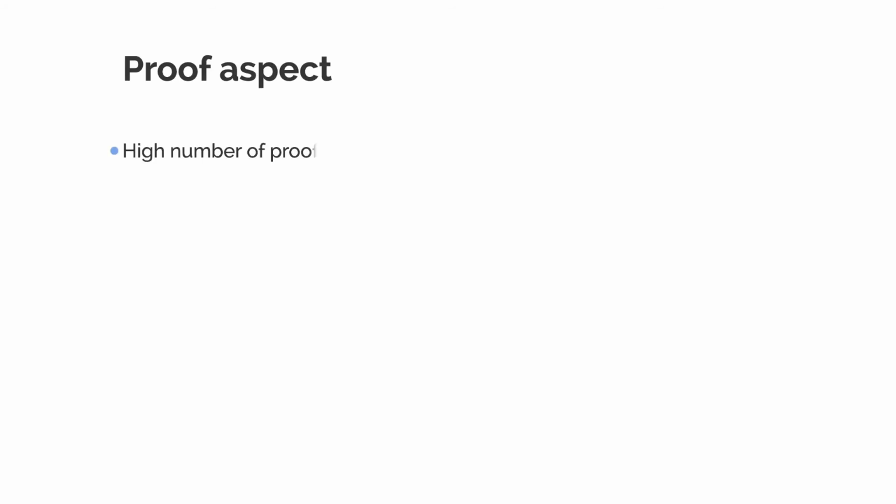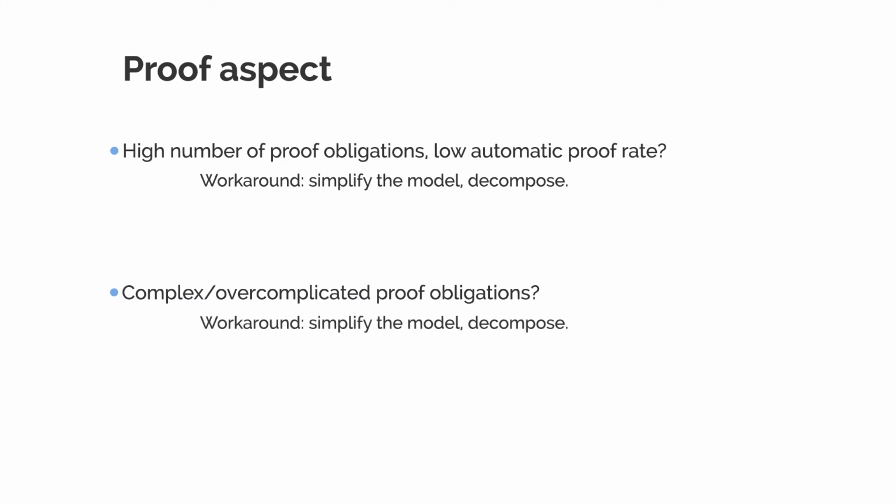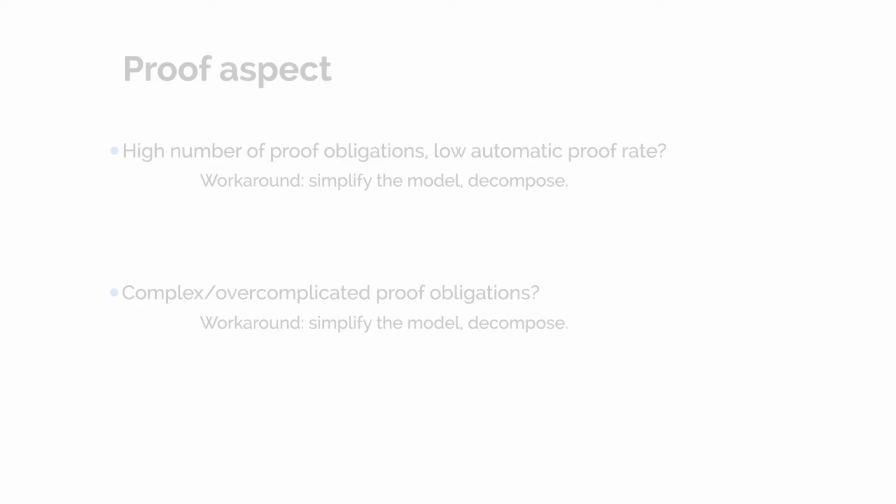The proof aspect. A high number of proof obligations or a low automatic proof rate. The workaround is to simplify the model and decompose. Complex or overcomplicated proof obligations. The workaround is also to simplify the model and decompose.